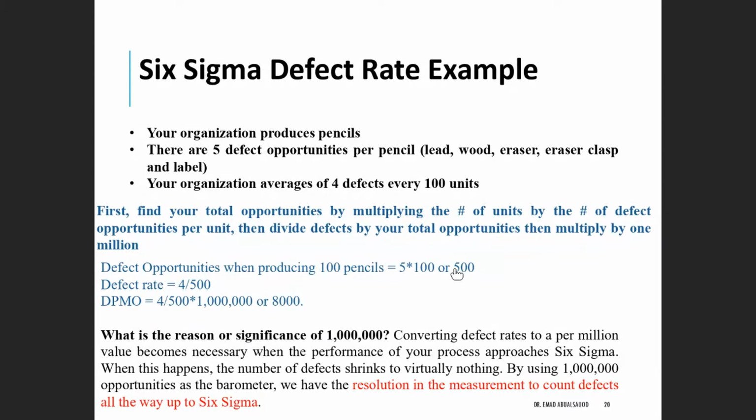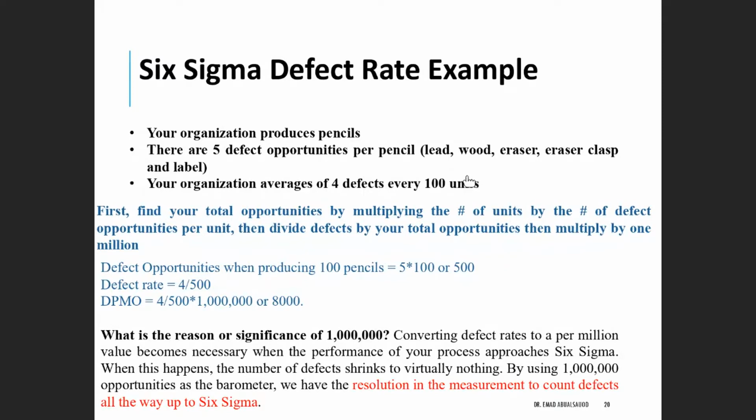They call it defects per opportunity. The defect opportunities when producing 100 pencils equal 500. So, defect opportunity for the amount of production, or the number of units you have. Now we first find the total opportunities, which equal the number of units times the total number of opportunities where we can find defects. We multiply the number of opportunities here, the 5, times the number of units, and that gives us the total defect opportunities when we produce the 100 pencils.